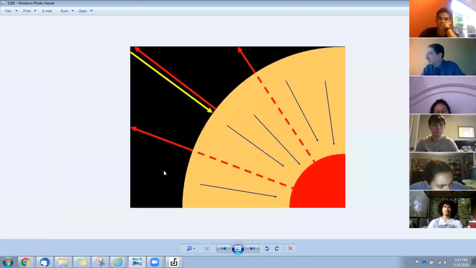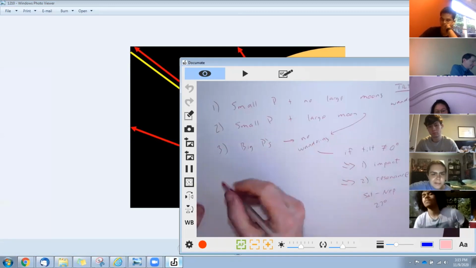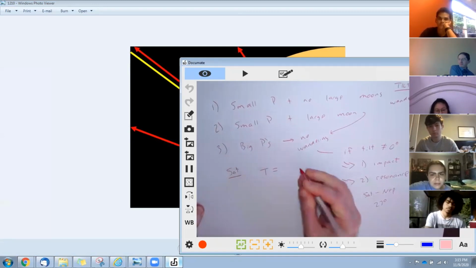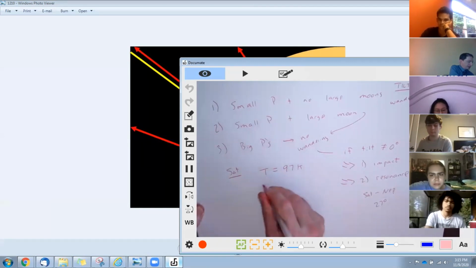And the last bit of the interior is the interior heating. And let's do this as we did with Jupiter. Go back to the dot cam here. So we're talking about Saturn now. And the temperature that we measure on the surface is 97 Kelvin.